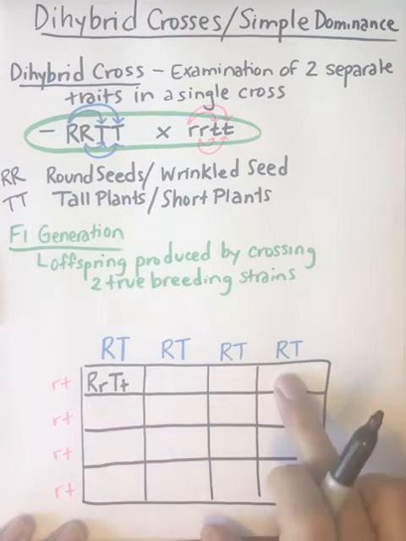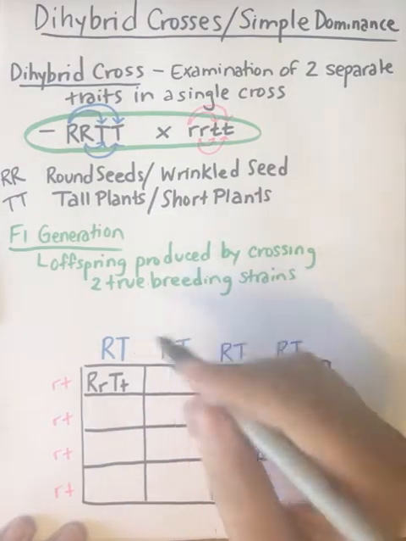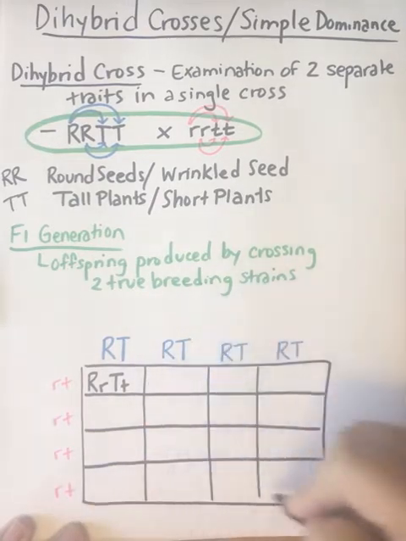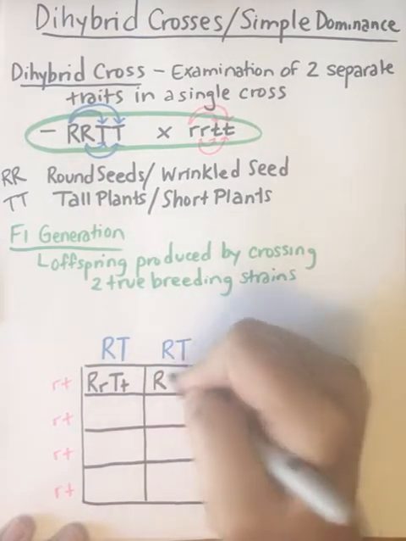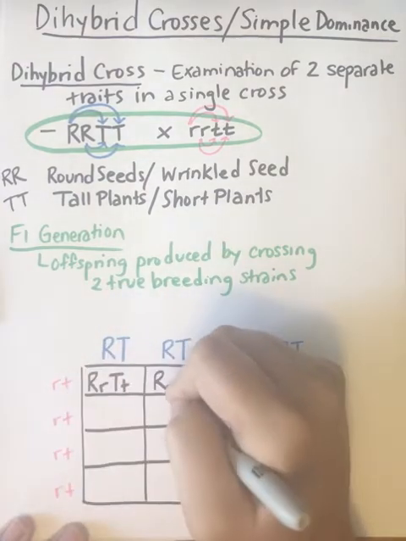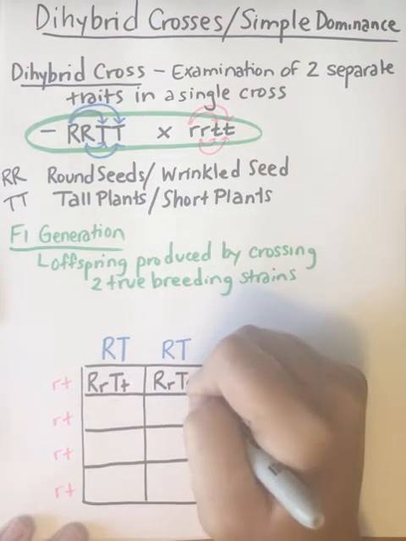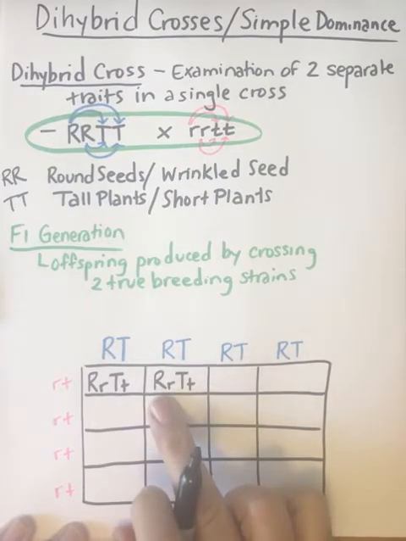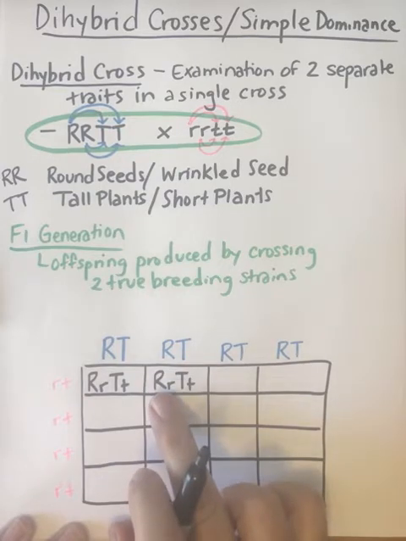Now you do these for each square. Now because all of these are the same and all of these are the same, then all of these are going to end up the same as well. So you have your big R, big T, little t. So this is its genotype. It's heterozygous round and heterozygous tall, but its phenotype is it's round and tall.